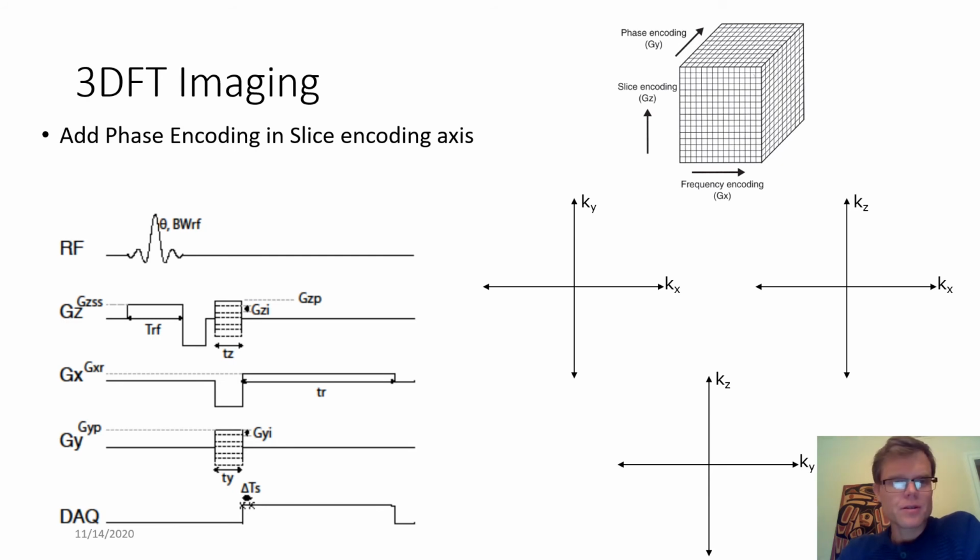Okay, shifting gears a little bit, I want to talk about how to perform 3D or 3D FT imaging. And the concept basically is very simple: what we're going to do is add an additional dimension of phase encoding, and we're going to do it now along the slice direction.